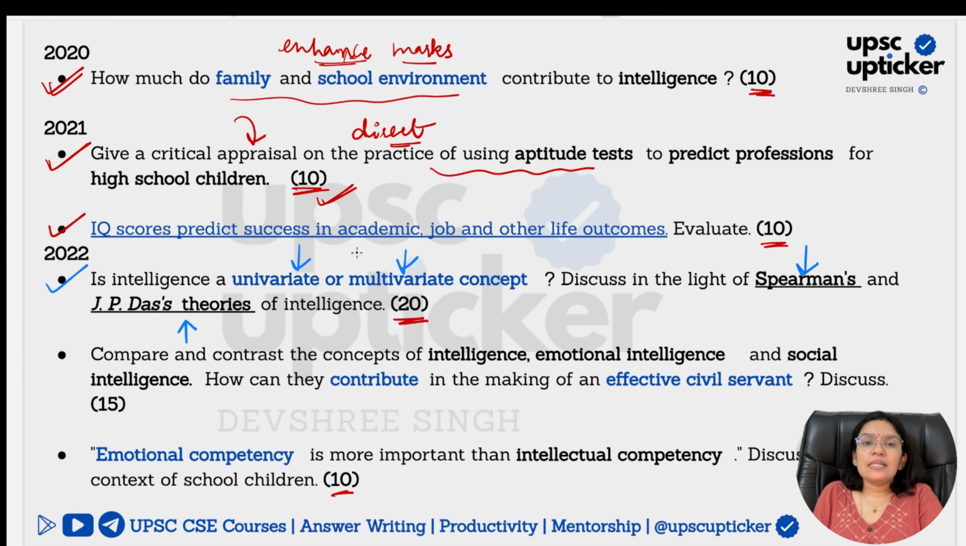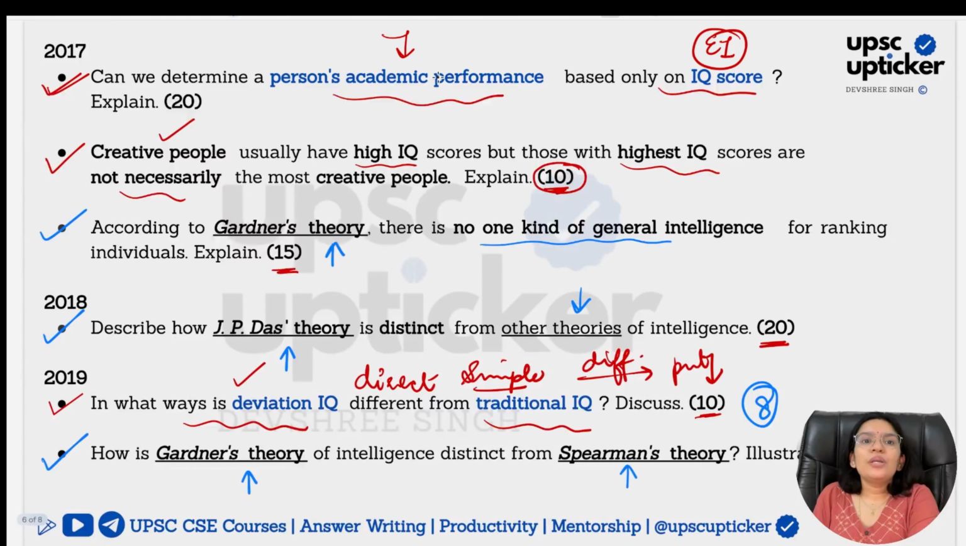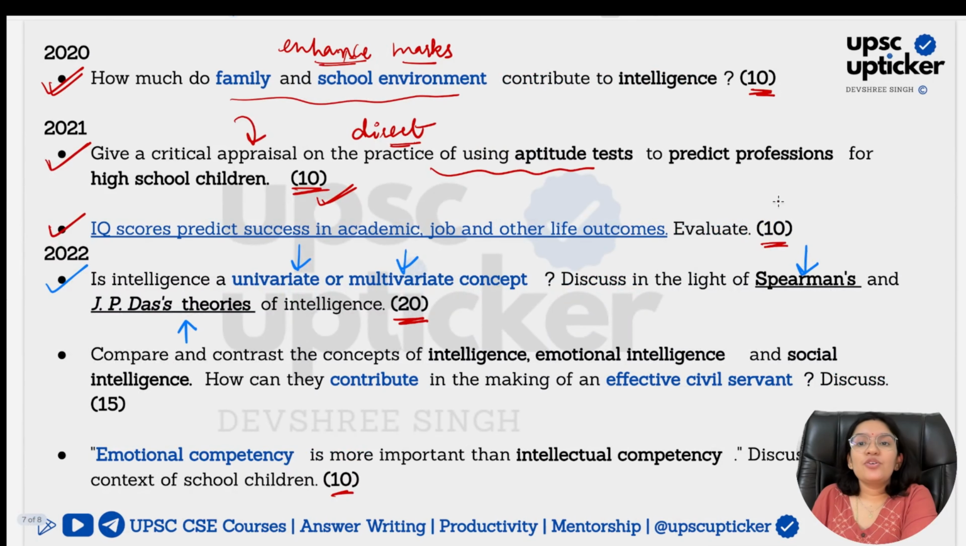Next, IQ scores predict success in academic, job and other life outcomes. Evaluate. Again, this question is very similar to the question we discussed here. There, the question was an optional question. Here, it is a mandatory question for you. So the same idea which I've discussed there is going to be implemented here.